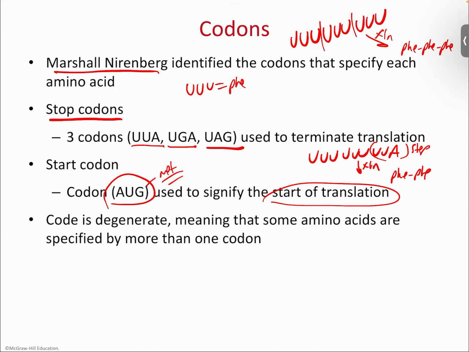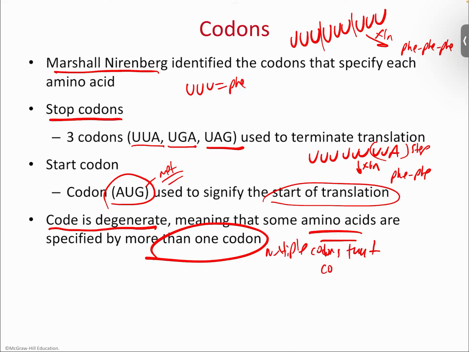Another thing he noticed, as he was playing around with this, is that the code is what we refer to as degenerate. That is to say that some amino acids have more than one codon. Some amino acids have multiple codons that code for them.